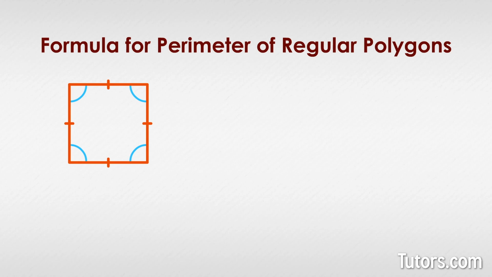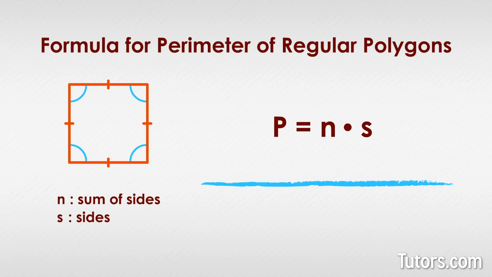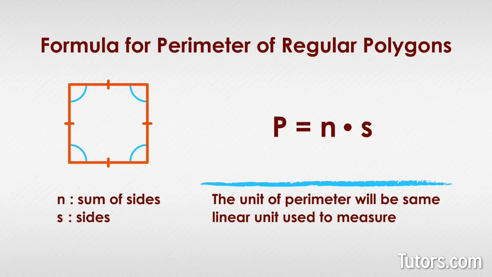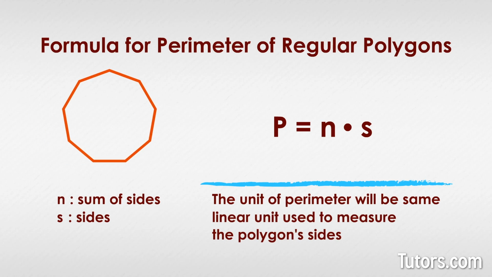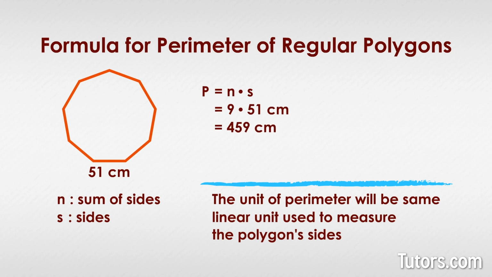For a regular polygon with n sides and the length of one side S, P equals n times S. Remember, the unit of perimeter will be the same linear unit used to measure the polygon's sides. For a regular nonagon, a 9-sided polygon, with one side 51 centimeters, the formula would look like this. Our perimeter is 459 centimeters.